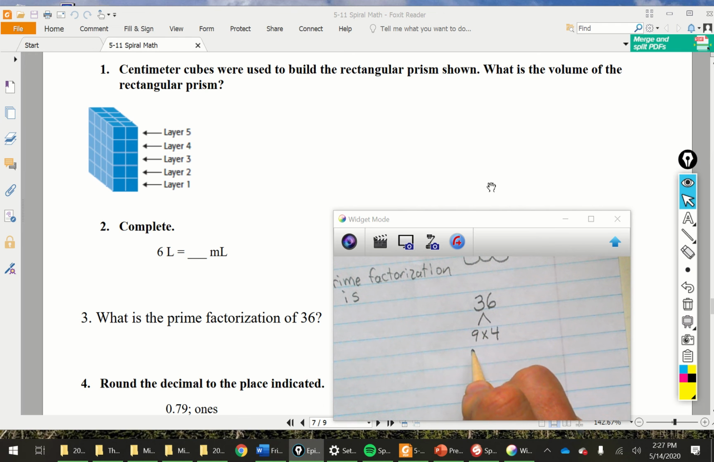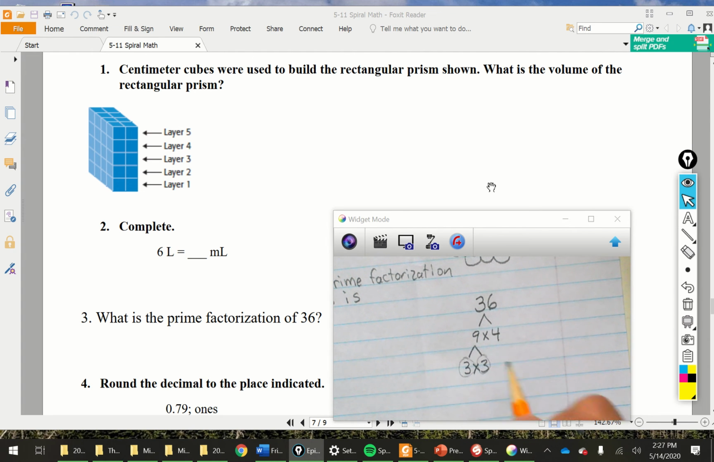Well, 9 is not a prime number because I know that I can have more than just 1 and 9 make 9. I also know that 3 times 3 makes 9. Now 3 and 3 are both prime numbers. Only 1 and 3 are factors, so I'll stop there with that. But here with 4, I can make 2 times 2. So I'm going to draw a multiplication sign here. I'm going to add my 2, another multiplication sign, and 2. So that we have 3 times 3 times 2 times 2.